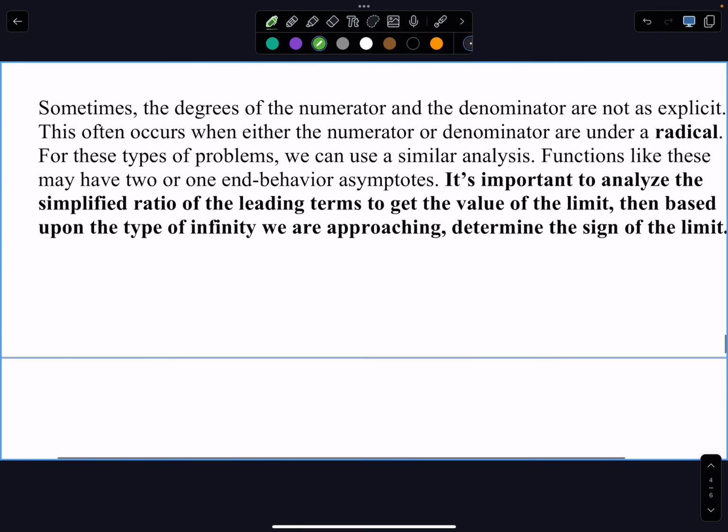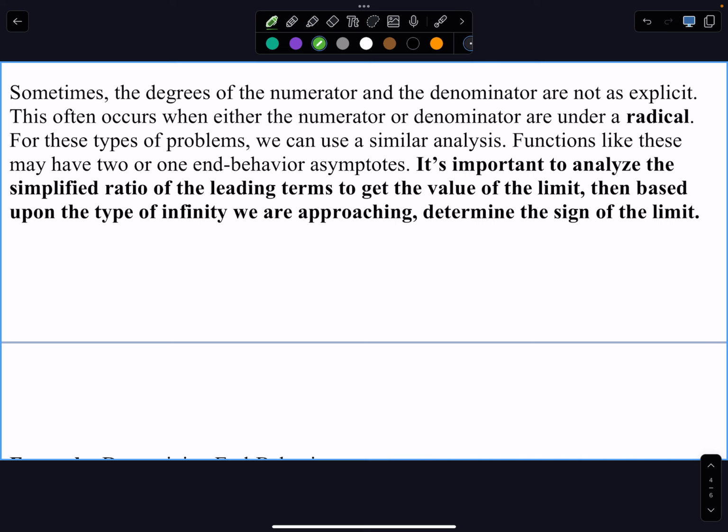Okay. Sometimes the degrees of the numerator and the denominator are not as explicit. This often occurs when either the numerator or denominator are under a radical. For these types of problems, we can use a similar analysis. So functions like these may have 2 or 1 end behavior asymptotes. It's important to analyze the simplified ratio of the leading terms to get the value of the limit. And then based upon the type of infinity we're approaching, determine the sign of the limit.